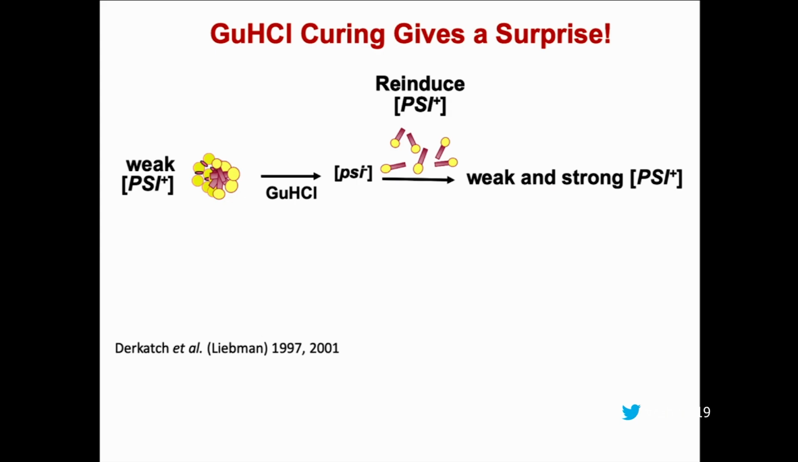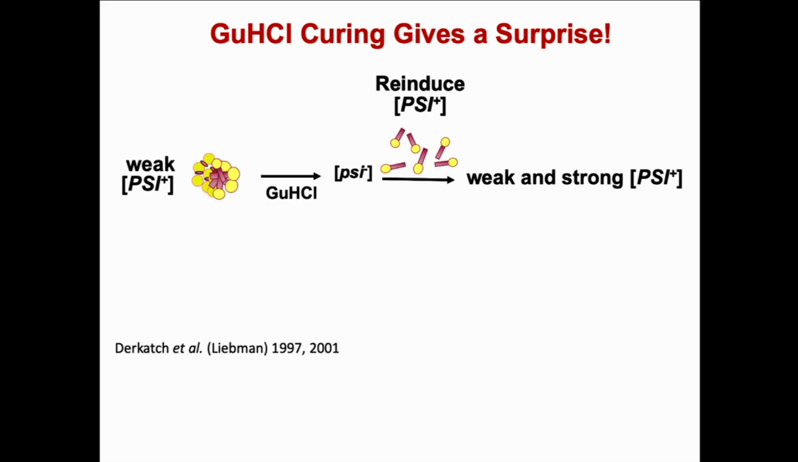To show that these different psi types were not due to a Mendelian modifier, we began, for example, with weak psi, cured it of psi on guanidine hydrochloride, and then transiently overexpressed SUP35 to reinduce psi, and we found, as expected, that we got both weak and strong psi back.